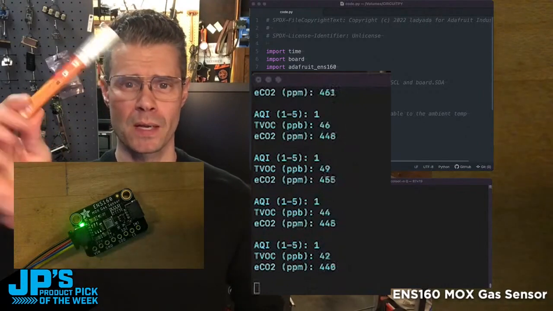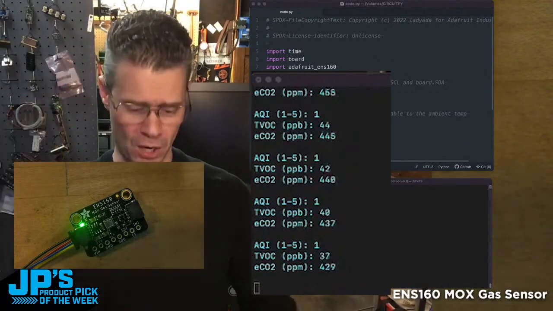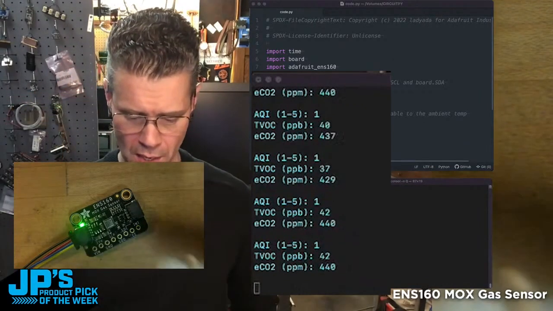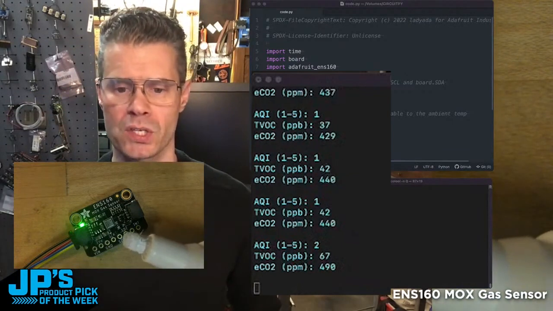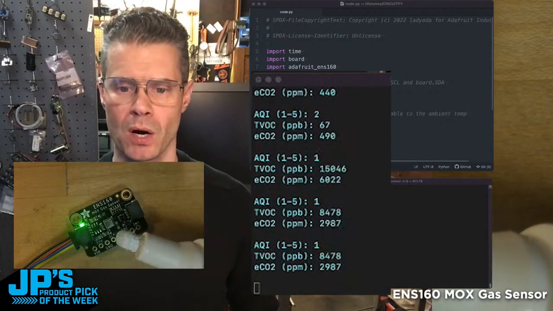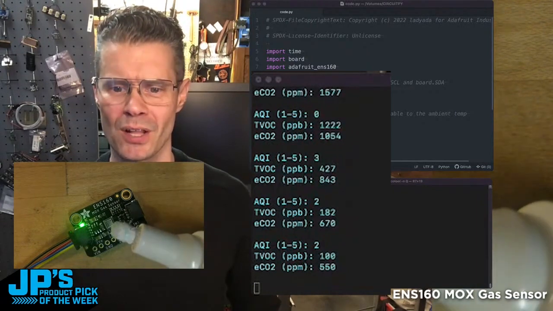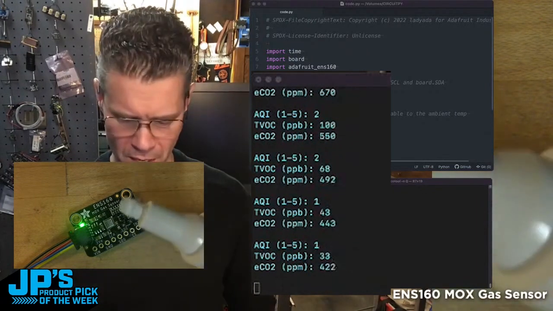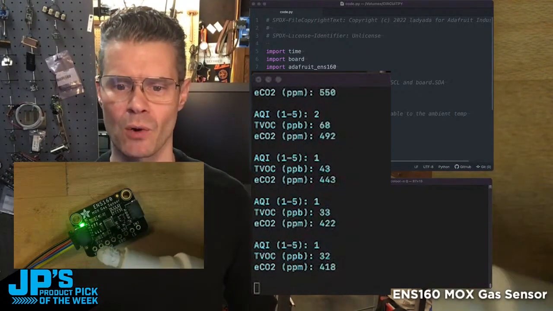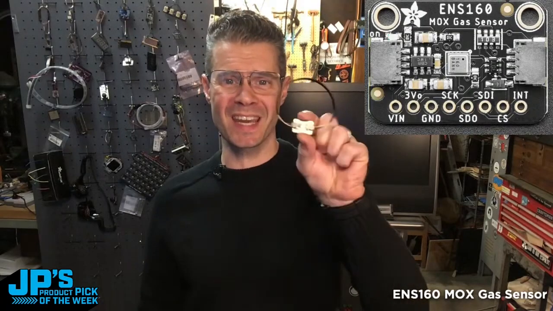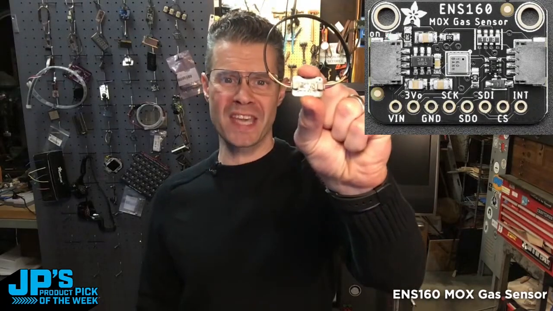I'm going to stink it up with this paint marker. So you can use this for, watch these values here. I'm just setting this paint marker. Wow, the volatile compounds were jumping up in the 5,000s there when this first landed. It is the ENS160 MOX gas sensor.